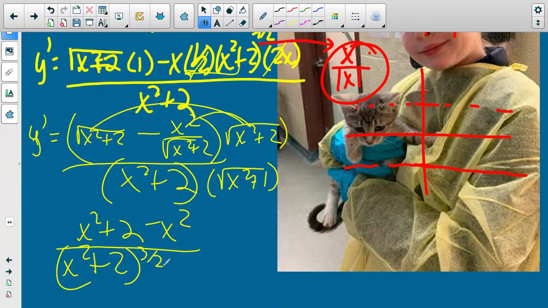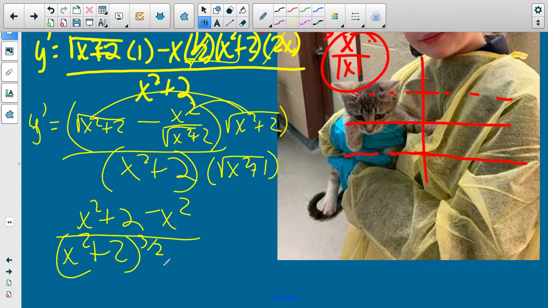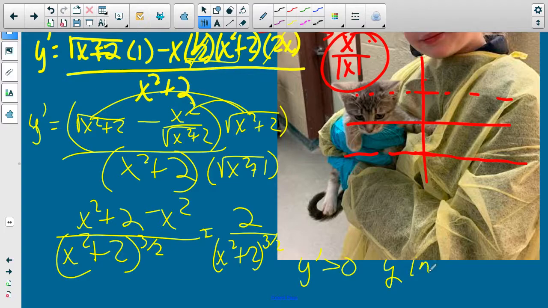Are y'all okay with that? All right, and I'm just picking one out of the bottom. Oh, I just have 2 over x squared plus 2 to the 3/2 power. All right, so the first derivative of this is always greater than 0. So my function is always increasing throughout its domain. I had no critical numbers pop up. There's nothing that makes that 0 or undefined.